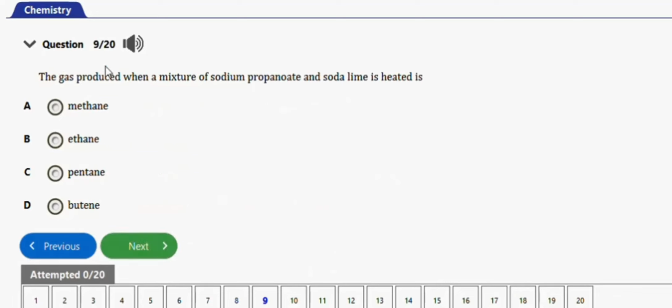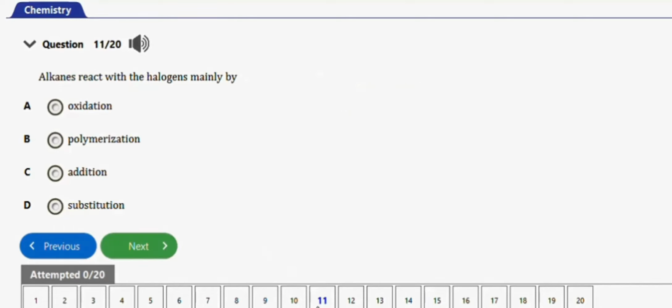The next question is this one. It says the gas produced when a mixture of sodium propanoate and soda lime is heated is. The right answer is option B, ethane. Alright, very important. The next question will be this one. It says alkanes react with the halogens mainly by substitution. Option D, very important. So guys, alkanes basically undergo substitution reactions and not addition reactions. The reason is that they are saturated hydrocarbons.